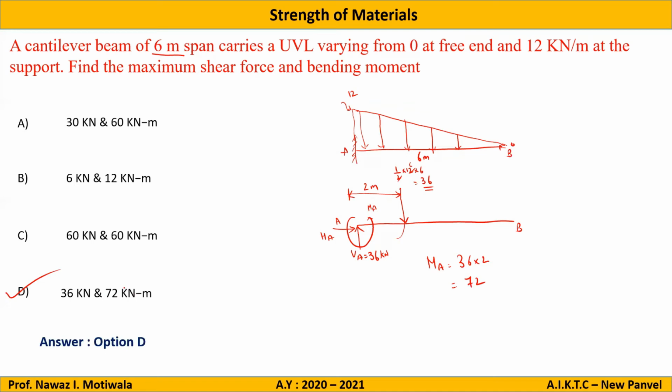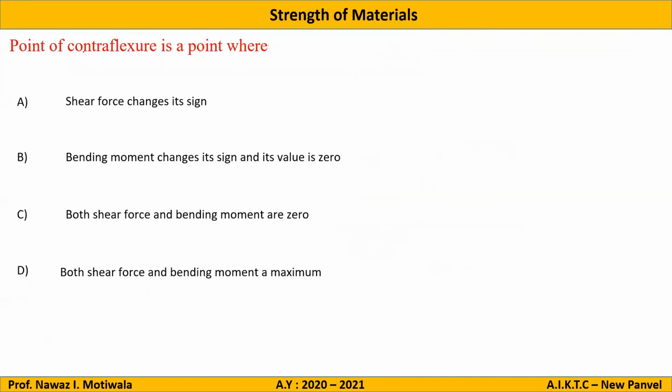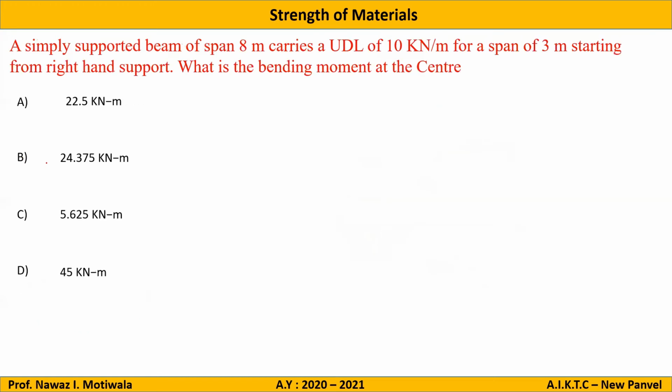Let us go to the next question, which is this one. Point of contraflexure is a point where, as we have already seen, the bending moment changes its sign, or the bending moment is zero. So this is the correct option. Option B.